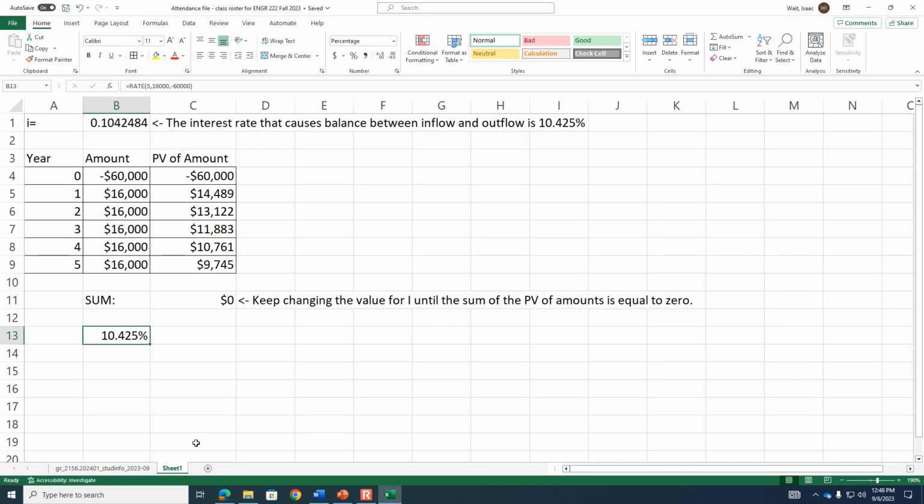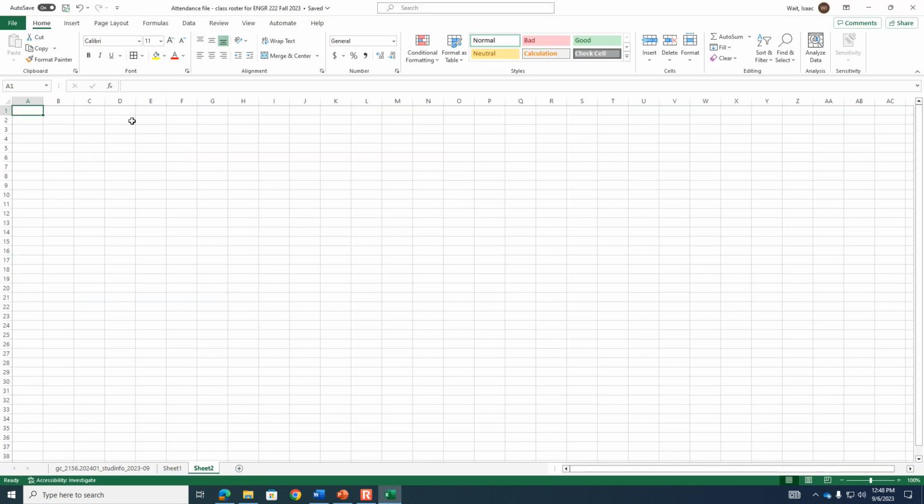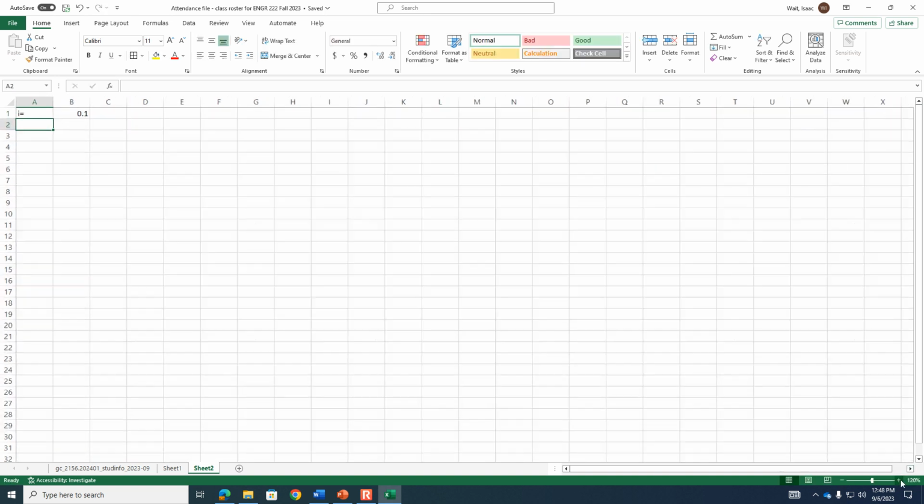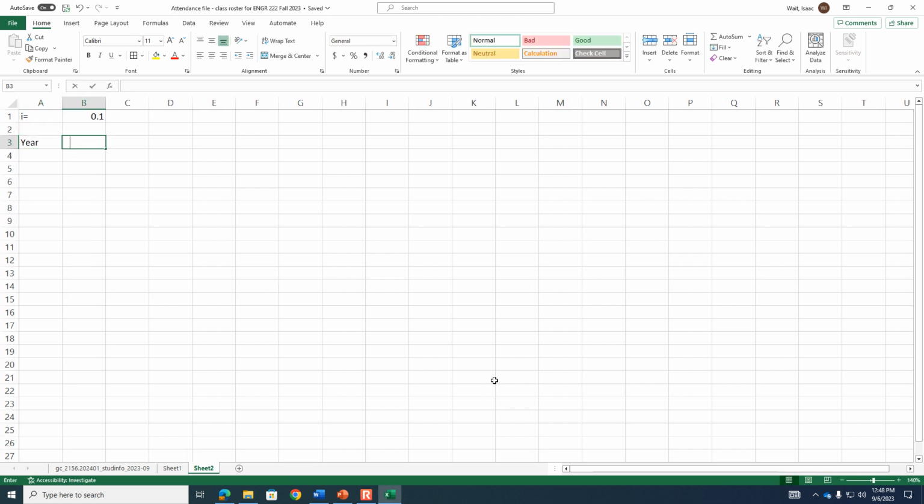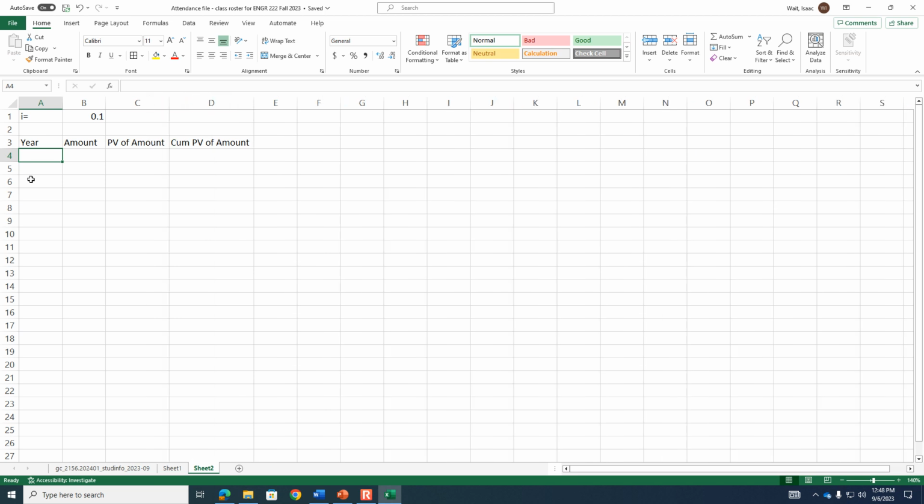So let me show you in Excel how that would look if we have I equals 0.1, and I can do this in the 2 minutes that I've got left. Year, amount, PV of amount, and cumulative PV of amount. So the first amount is in year 0, we're going to go through 15 years, maybe beyond, just to look at it. So it's negative 60,000, and then $8,000 each year is the revenue that we get.